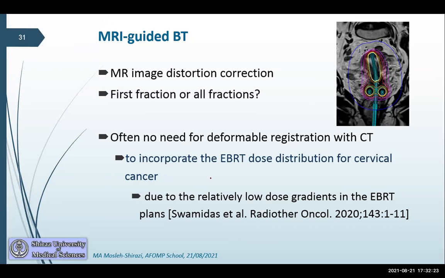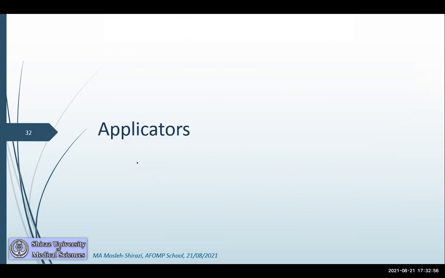There is this preconception that you might need deformable image registration, image fusion of MR and CT, if you want to take into account the external beam dose that was given before the brachytherapy. Normally this is done for cervix. But there's a paper showing that you don't really need to, because the dose distribution is fairly uniform, and it's a good estimate to do rigid image transformation.